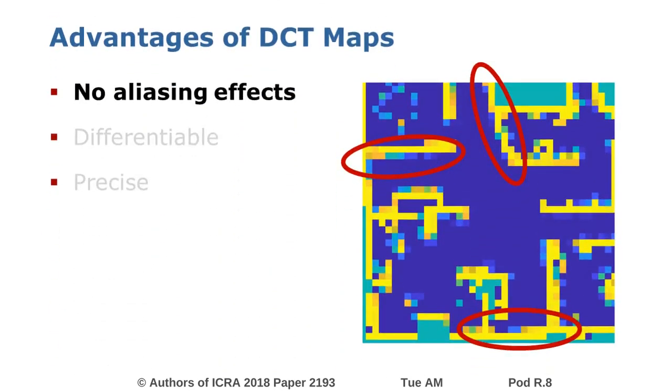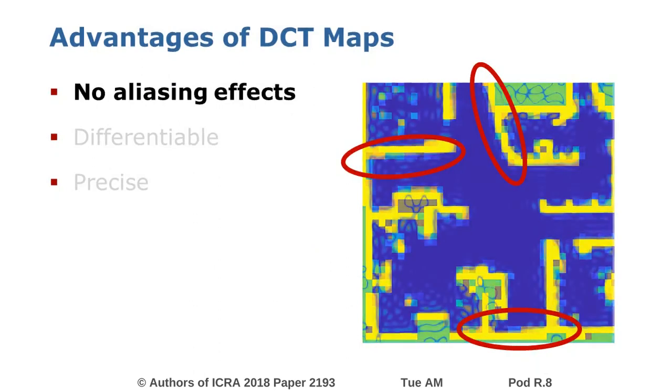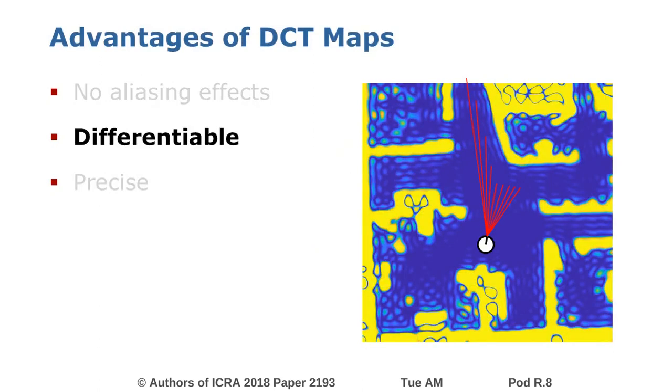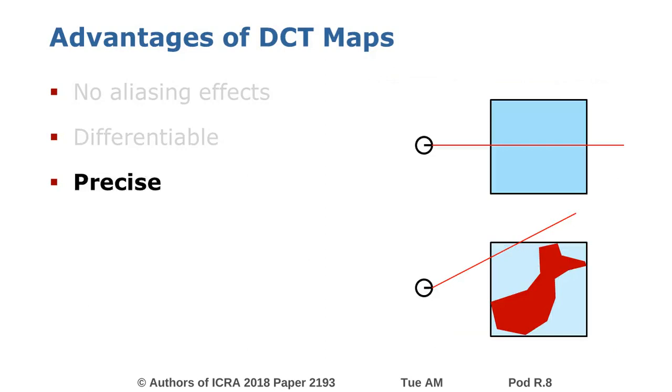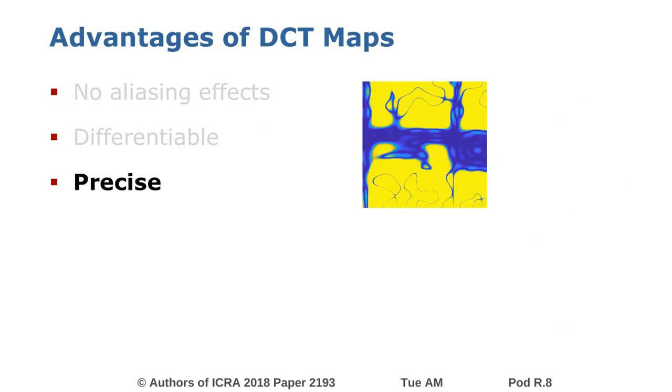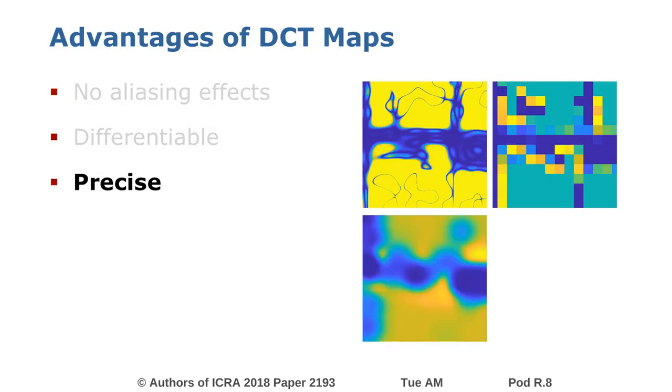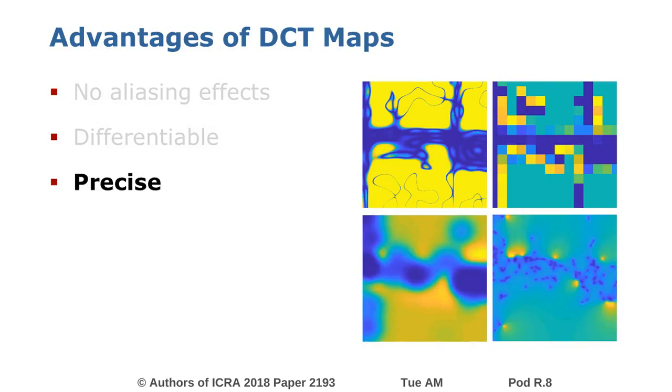As a consequence of the spectral map representation, DCT maps do not exhibit aliasing effects in the spatial domain, and they are continuously differentiable. Consequently, we can localize the robot in the map by maximizing the measurement likelihood. The decay rate sensor model takes into account the distance each ray travels within each cell, yielding more precise maps. In addition, in extensive experiments, we demonstrate that DCT maps outperform not only grid maps, but also other continuous map representations like Hilbert maps and Gaussian process occupancy maps in terms of accuracy.